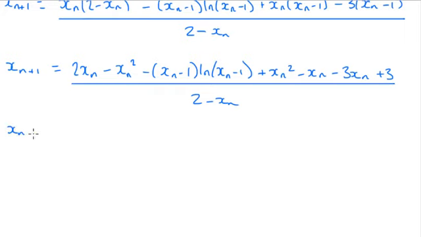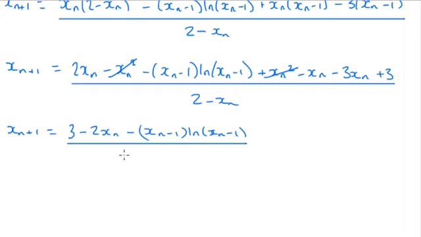Okay, so hopefully we can sort it out now. So we've got 2xn, take xn, take 3 more xn. So that's going to be minus 2xn. The xn squareds cancel out, and we've got a plus 3. So let's put that the other way around. Let's put 3 before there. 3 minus 2xn minus xn minus 1 times by the natural log of xn minus 1 over 2 minus xn.